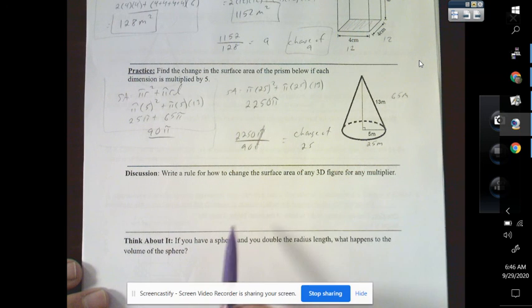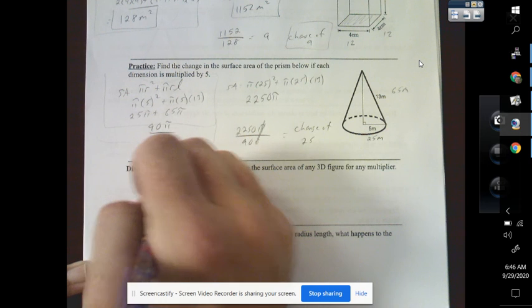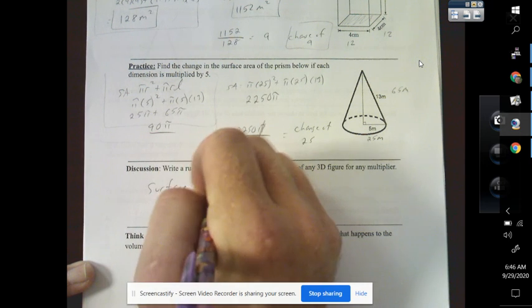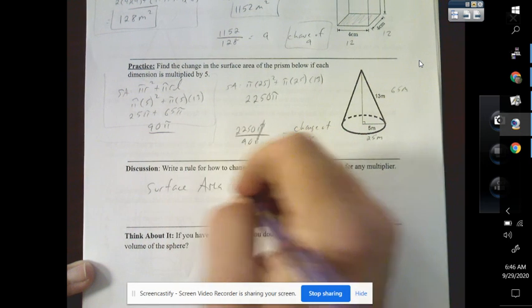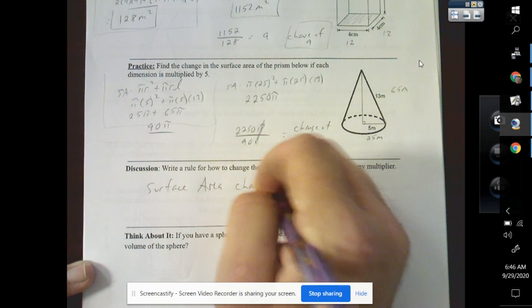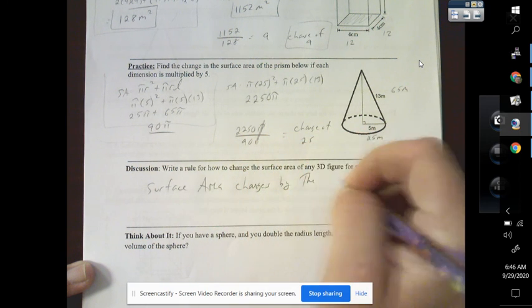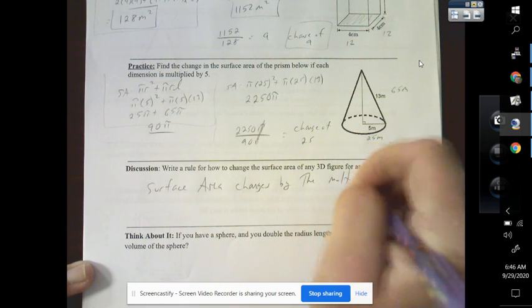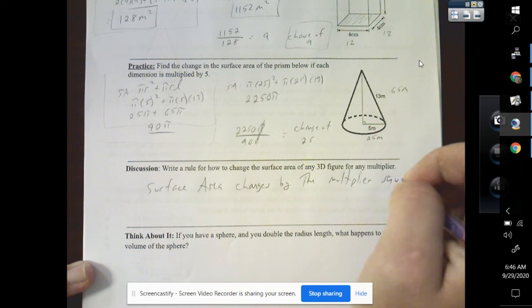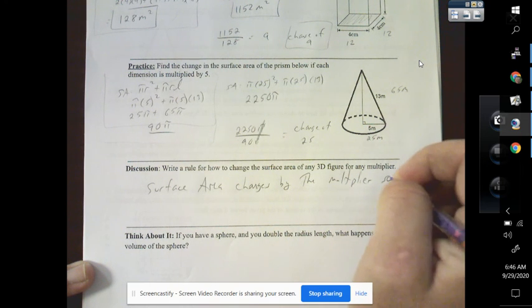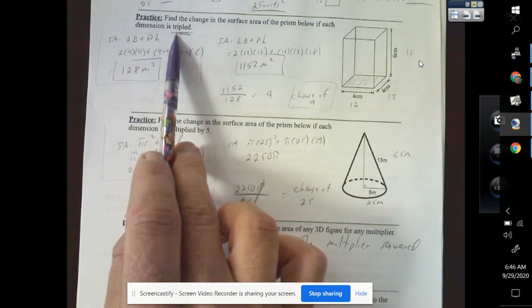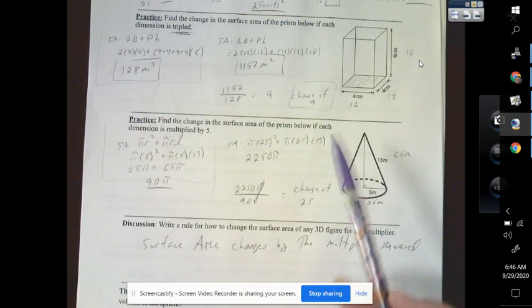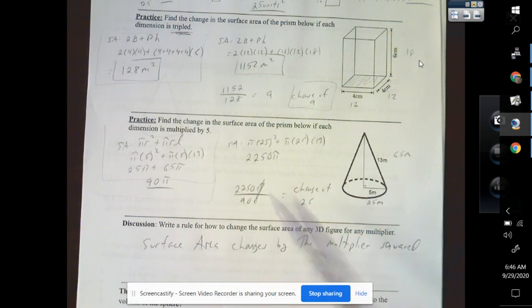Write a rule for how to change the surface area of any 3D figure for any multiplier. Surface area changes by the multiplier squared. In the first one, we changed it by 3. We tripled it, right? Well, if you square 3, you get 9. Think about it. Surface area is squared.